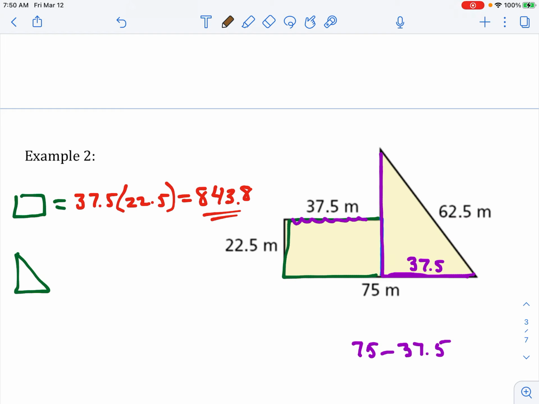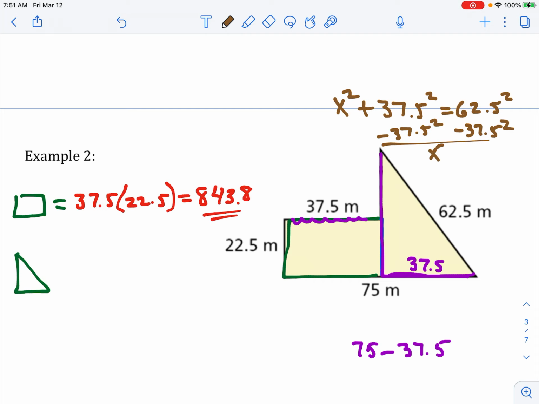All right, now, here's the problem. We've got to go ahead and do Pythagorean theorem for this because I don't know the height. So I'm going to go up top and do the Pythagorean theorem. I'm going to call it x squared plus 37.5 squared equals 62.5 squared. If you subtract 37.5 squared over, and you plug that in, you get x squared equals 2,500. Square root it, you get x to equal 50. So this height is 50.